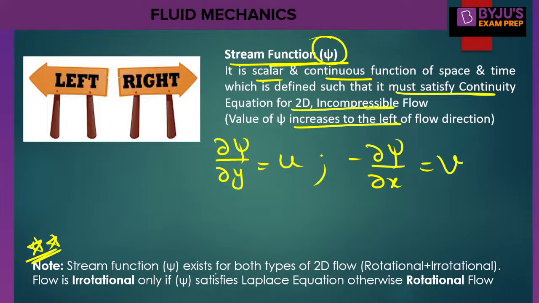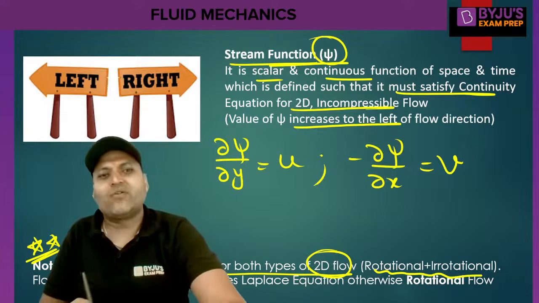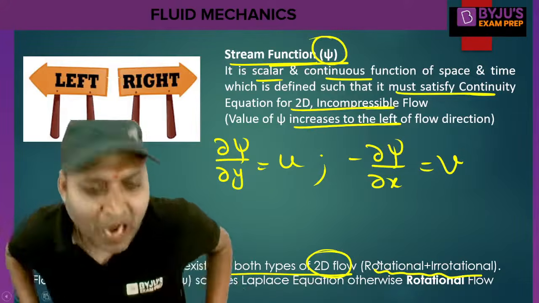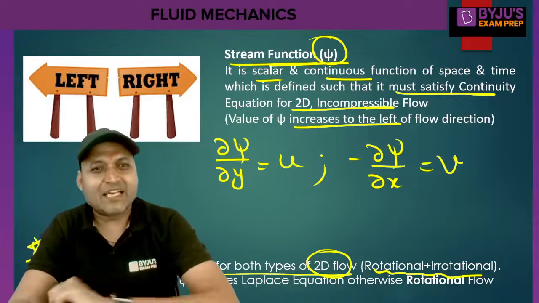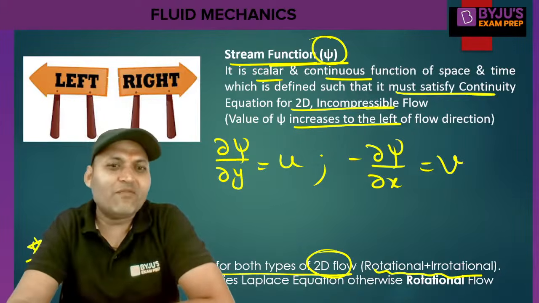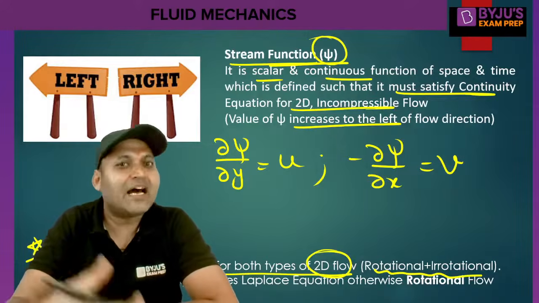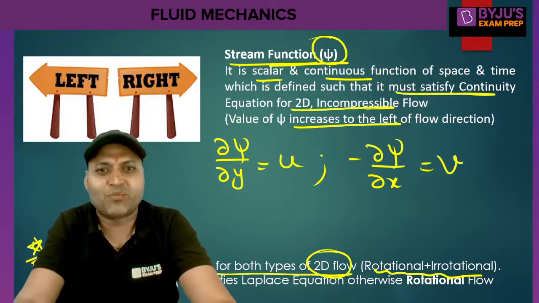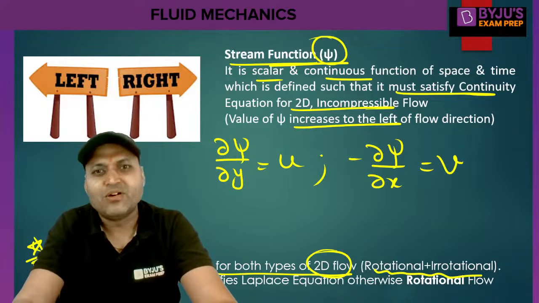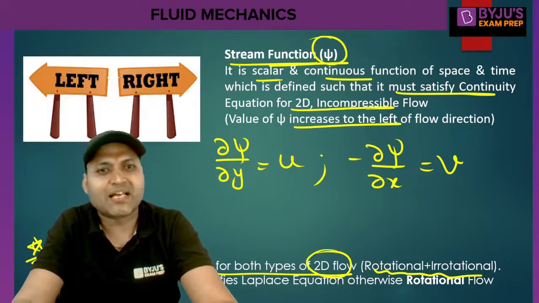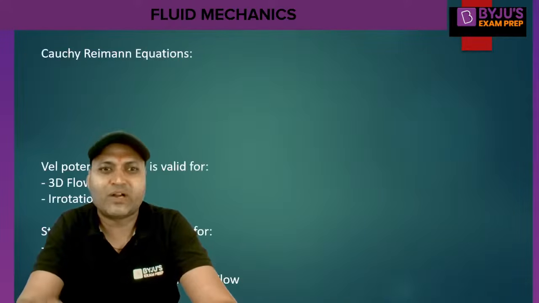The property of this function is that it exists for both types of 2D flow, rotational and irrotational. The flow is irrotational only when psi satisfies the Laplace equation, otherwise the flow will be rotational. So the potential function defines the flow only when it satisfies the Laplace equation, and the flow is always irrotational. Whereas the existence of the stream function guarantees the possibility of the flow. And when the stream function satisfies the Laplace equation, the flow is irrotational, otherwise rotational.